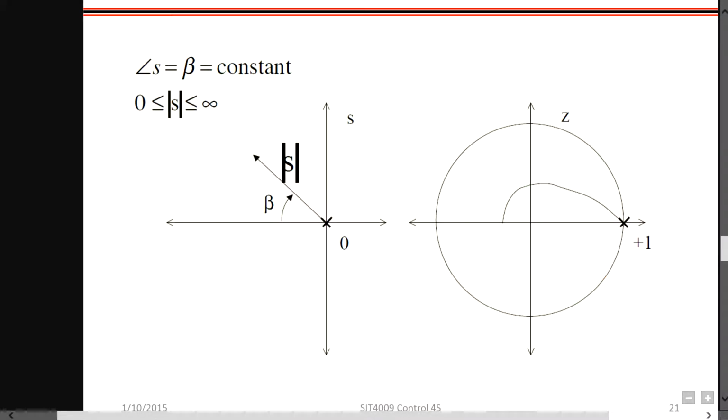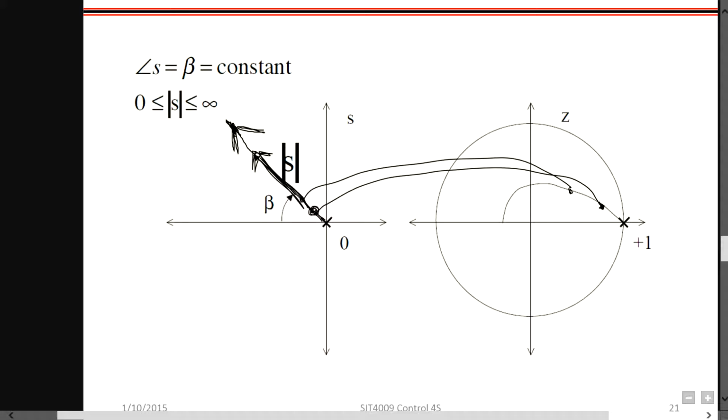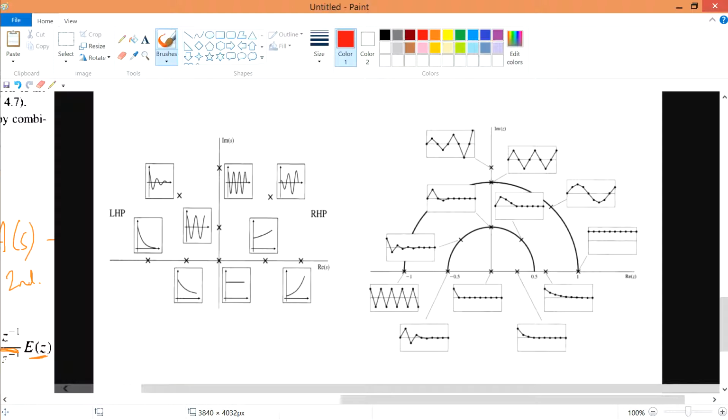If you have a damping factor, for example, if you are going in this direction, this point you're going to plot into this point, and this point you're going to plot into this point. So the more you go, the larger the magnitude, the further you are. Last but not least, we are going to talk about this trend.